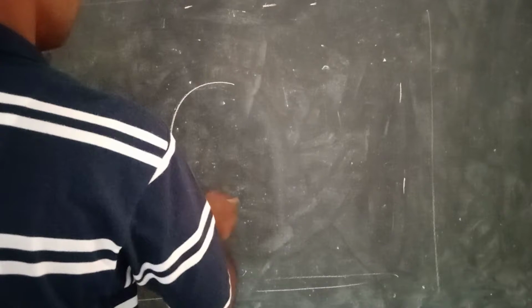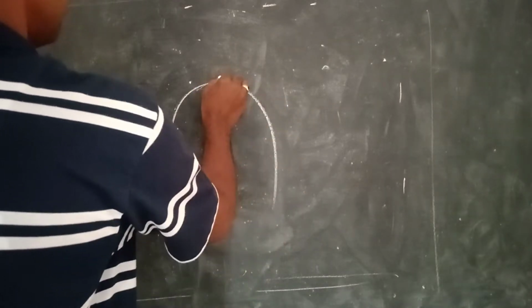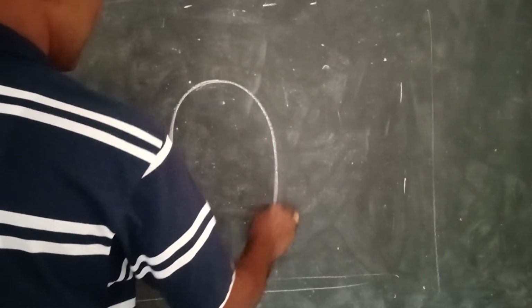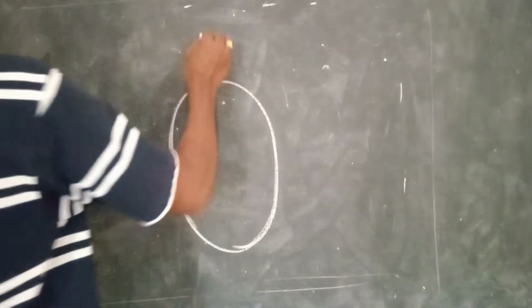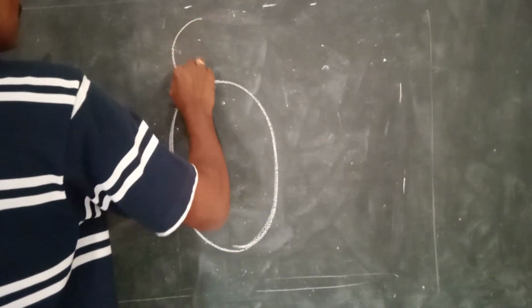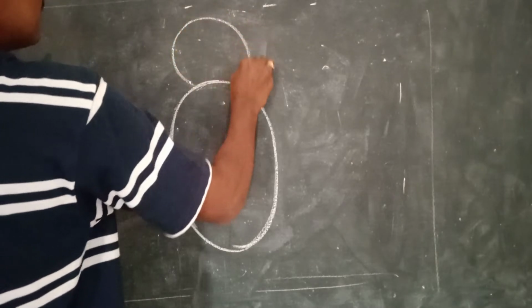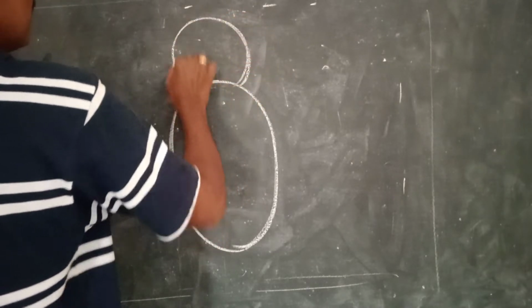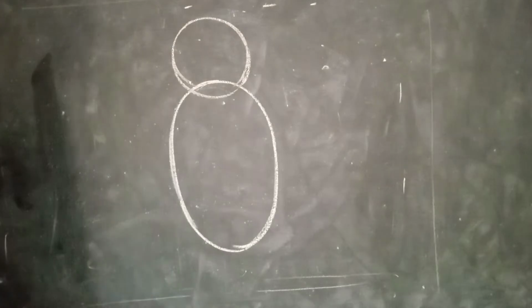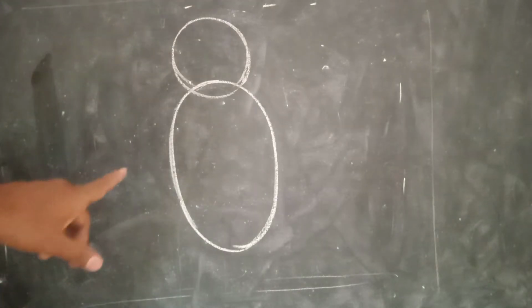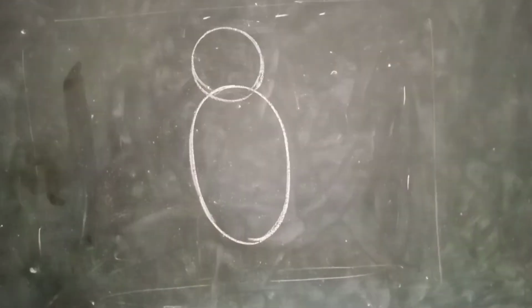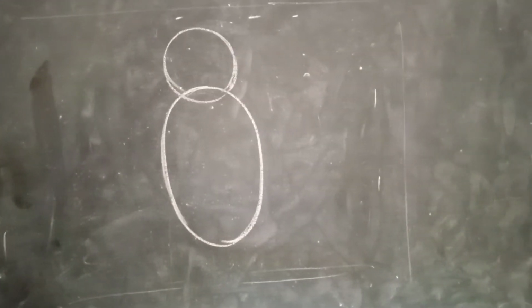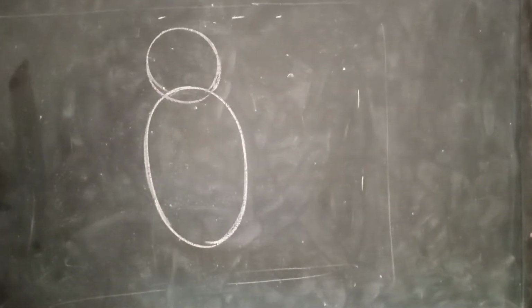Again, I am going to take an oval shape here. This is the standing oval. What shape is it? It is an oval, a standing oval. And I am going to join a circle to this oval. What shape is it? It is a circle. An oval and a circle I have taken here, right?